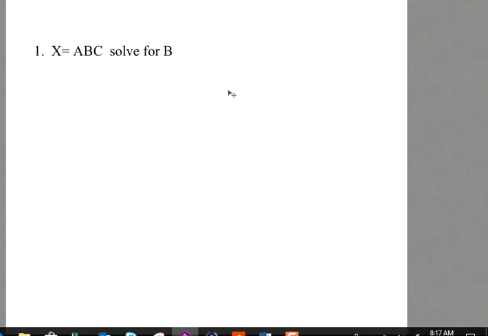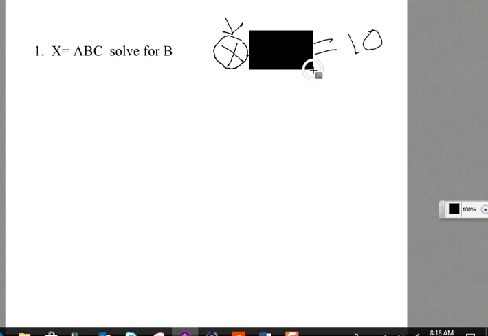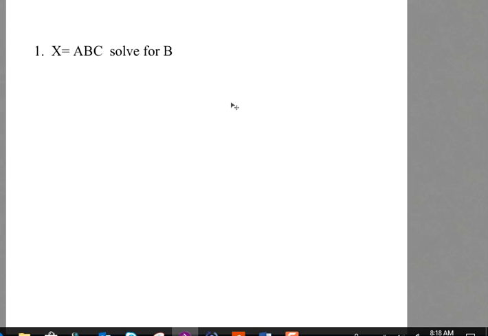Another thing that's important to understand is when we transform formulas, we are trying to isolate the variable that they ask us to solve for. Just like when you solve an equation, let's say you have the equation x plus 5 equals 10, and you're solving this equation for the x, that means you're trying to get the x all by itself by getting rid of whatever's on the same side as the x. We're doing that same thing here when we transform formulas.